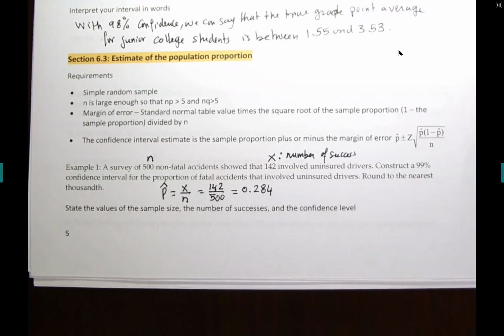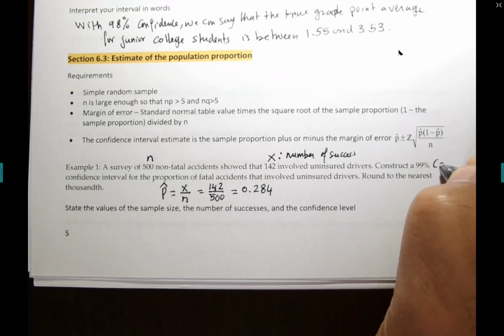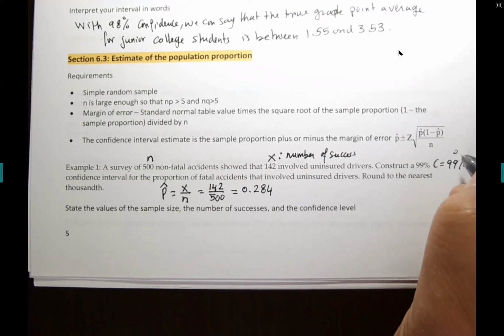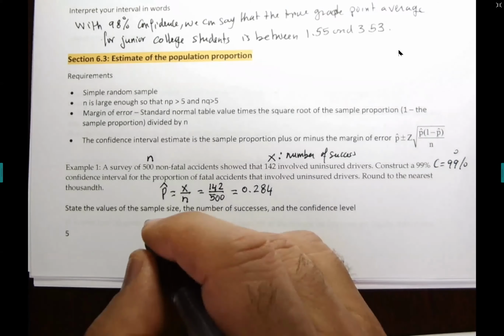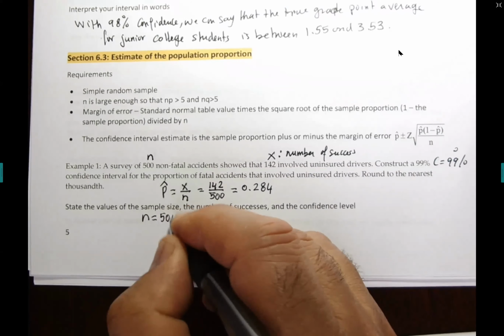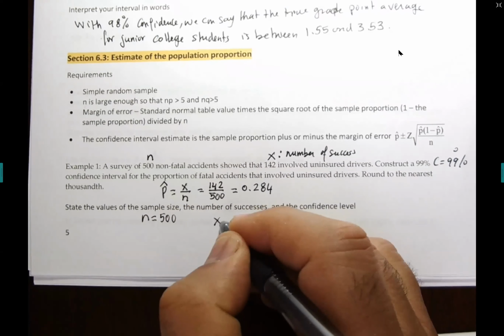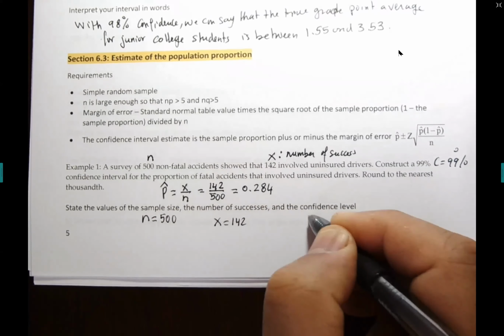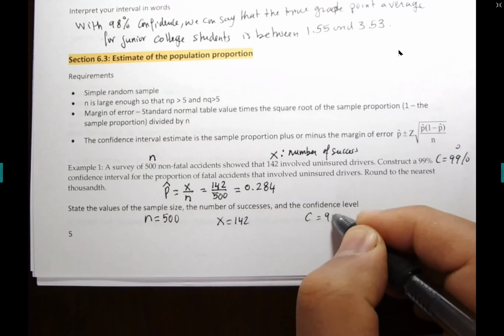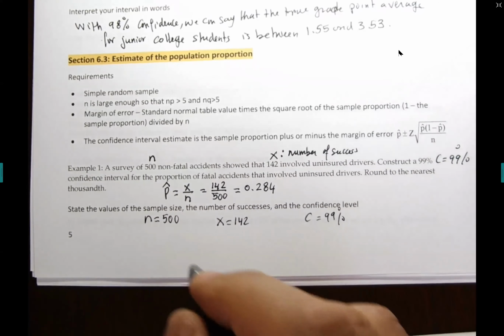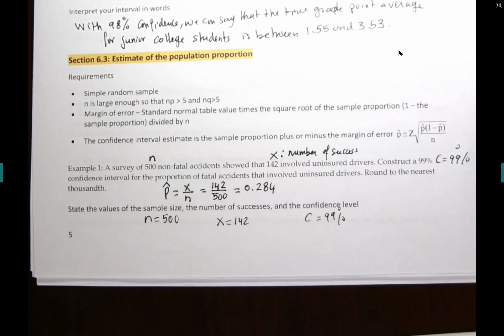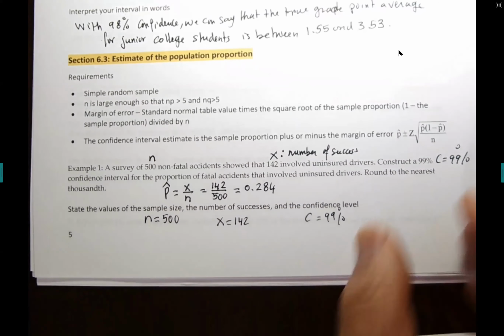Construct a 99% confidence interval for the proportion of fatal accidents that involved uninsured drivers. Did you notice, guys, you were not given anything other than X and N, that's it. There is no mean, no standard deviation here. We don't need any of this. We just need X and N and the confidence level, 99%. So state the value of the sample size, N is 500. The number of successes, X, is 142. And the confidence level is 99%. If you just follow my guidance, you should be able to proceed step by step. So let's go to the next part.